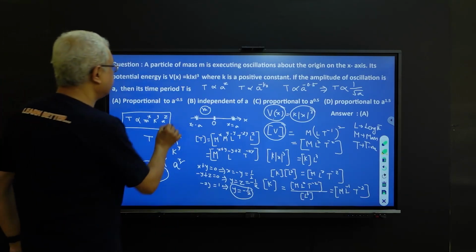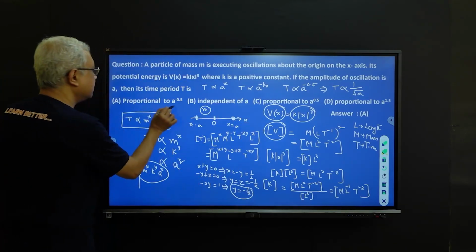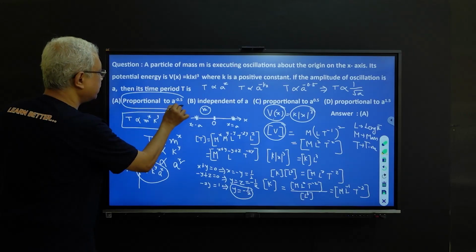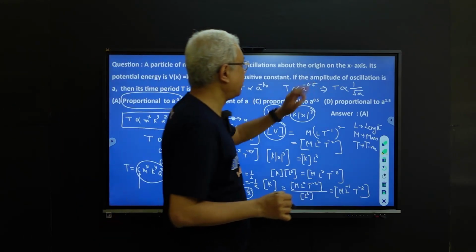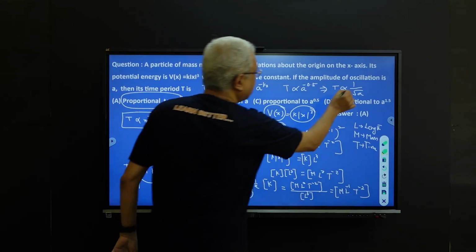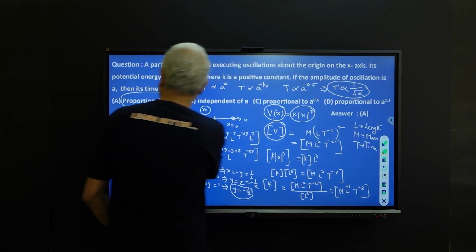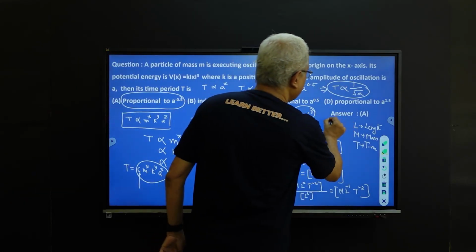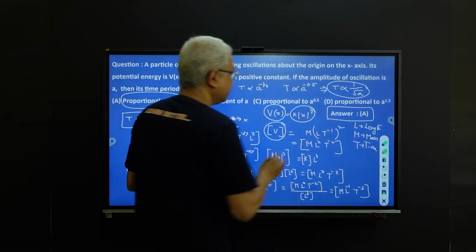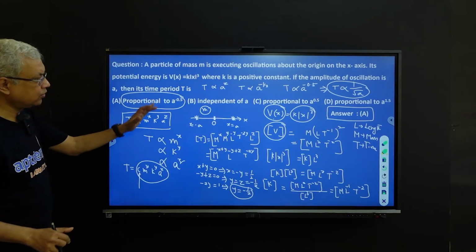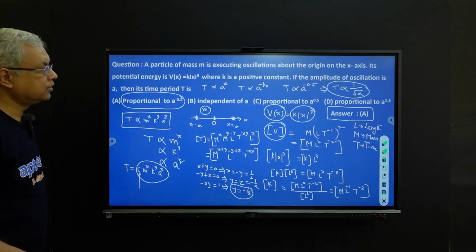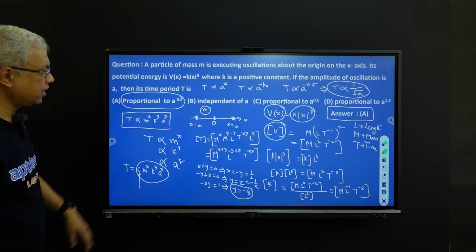So the correct answer is this one. Period T is proportional to a to the power minus 0.5, or T is proportional to 1 by root a. So this is the correct answer. So the answer is A. So by simple dimensional analysis, we could solve this problem. I hope it is clear.